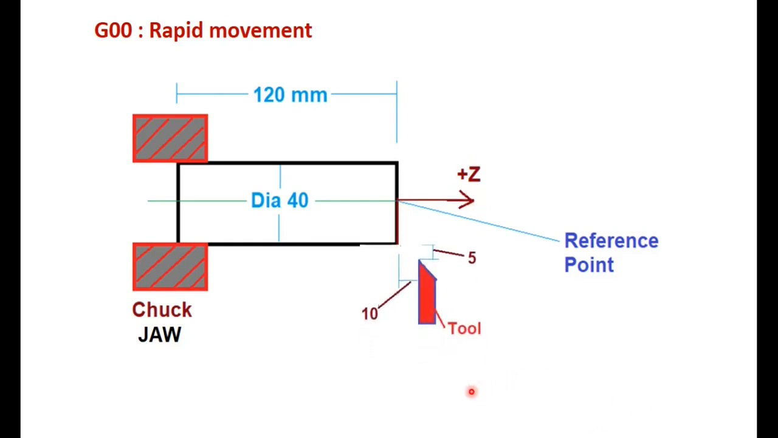You can see the tool is somewhere, and then it will move near to the workpiece. There we want a rapid movement. What rapid movement does is it moves fast near the workpiece, but during this process there will not be any machining operation. You can see this tool has come almost 5 millimeter and 10 millimeter away from the workpiece. In the X direction it is 5 millimeter away from the workpiece, and in the Z direction it is 10 millimeter away from the workpiece.